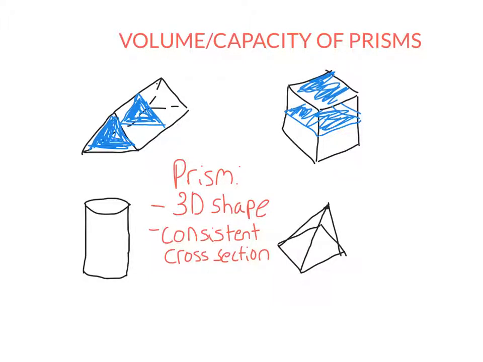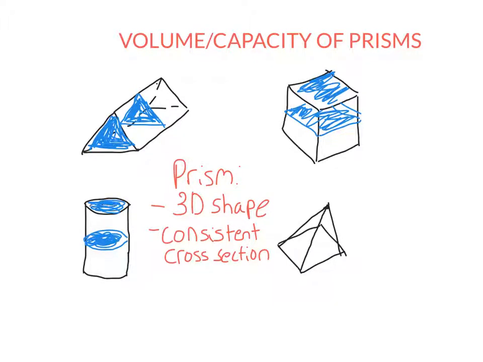Third shape, a cylinder. Well, that's actually a type of prism as well, pretty much. It has a consistent cross-section. If I were to cut it parallel to the base, I'd get another circle that's the same size and shape as the one on top.